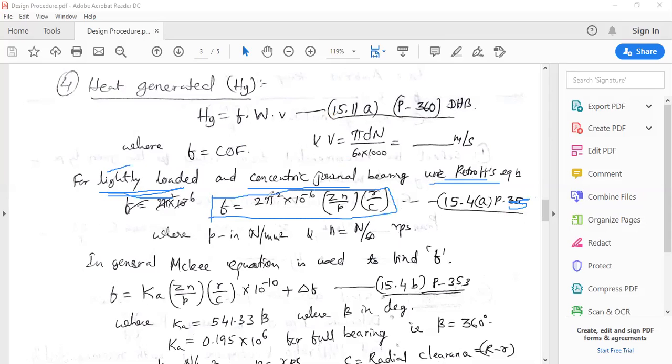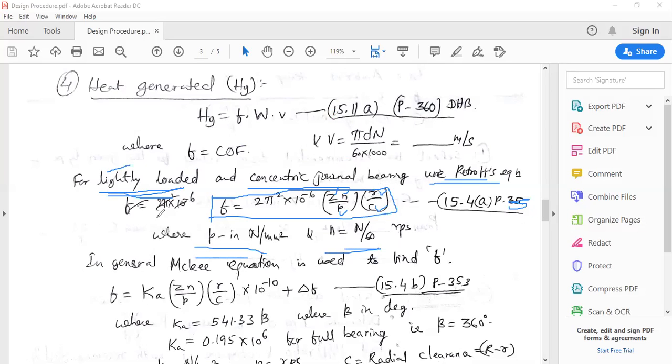So f is equal to 2 pi square into 10 raised to minus 6 into Zn by P into R by C. Here pi is a constant, Z is in Newton second per meter square, N is in RPS, P is pressure in Newton per mm square, R is the radius of the journal, and C is the radial clearance. We have to substitute the individual values, not the recommended values. N is in RPS, that is N by 60.